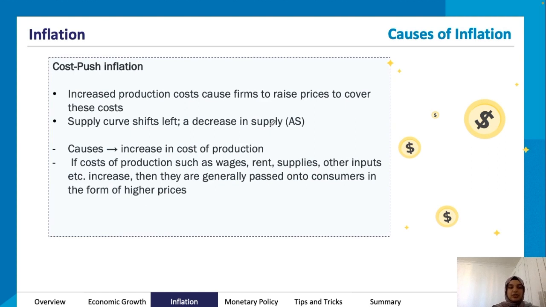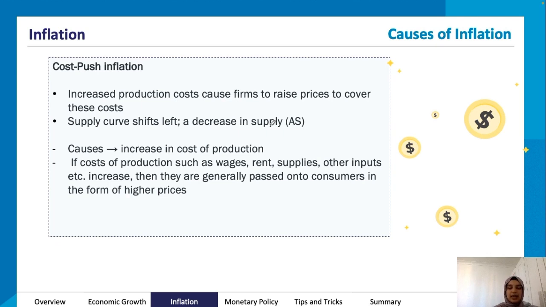Cost push inflation. Increased production costs cause firms to raise prices to cover these costs. So it's very important to take that into consideration. This is the idea that the business is passing on the cost that they have accumulated to the cost of the product for the consumer. So let's think about it. Let's say I own a business where I sell cakes. I make the cakes and then I sell the cake.